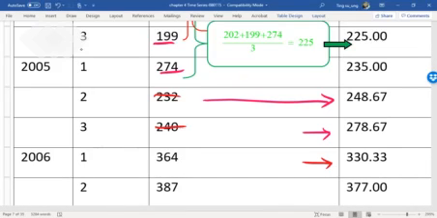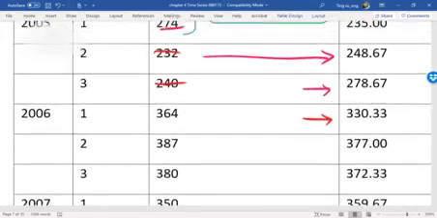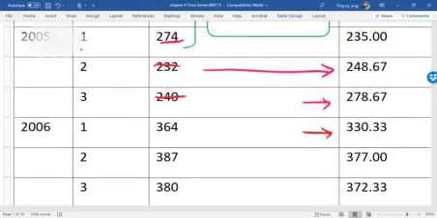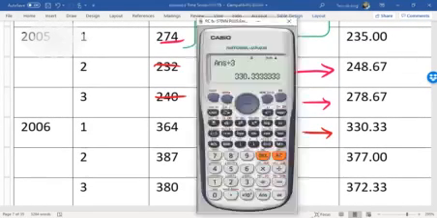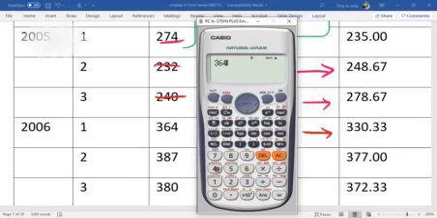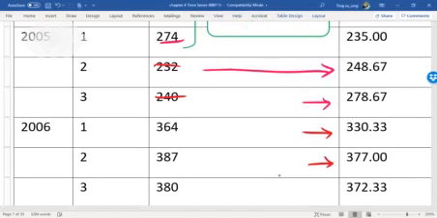Take another 3. 364 plus 387 plus 380. Divide by 3. 337. So answer right in the middle. It's okay. So skip one again.